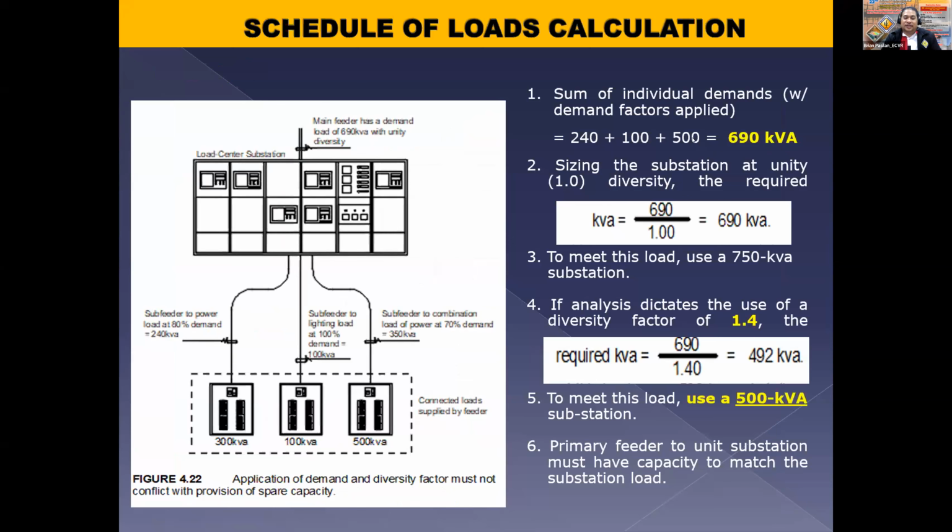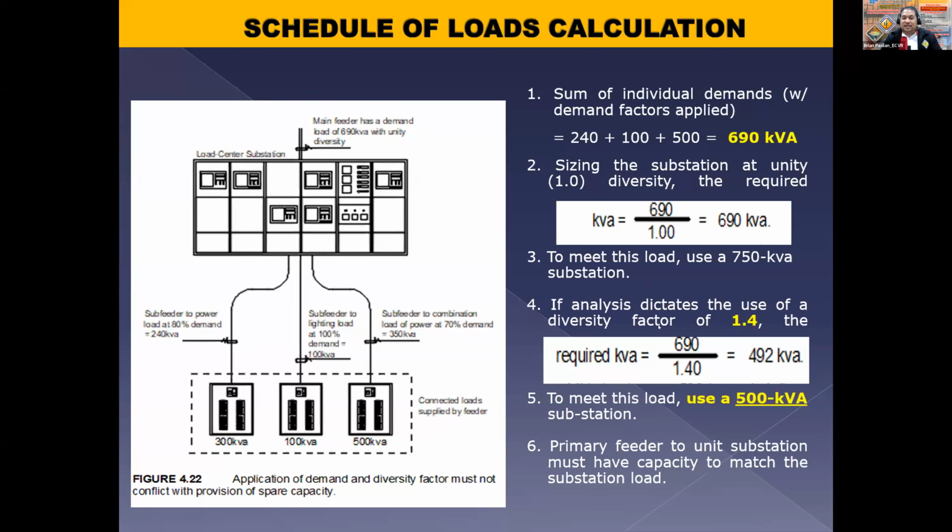corrected na ito. Kasi kung walang demand factor, yung demand sana natin is 300 plus 100 plus 500. So magkano yan? It's 900 kVA. Pero since nag-apply tayo ng demand factor, 690 kVA na lang. But then again, we can still utilize diversity factor to further reduce the demand of our system. So, if we use 1.4, recommended kasi yan na combination of loads, no, yung lighting and powers ngayong kanina.